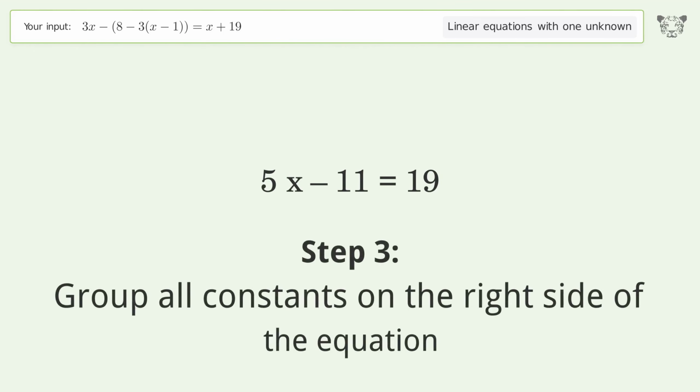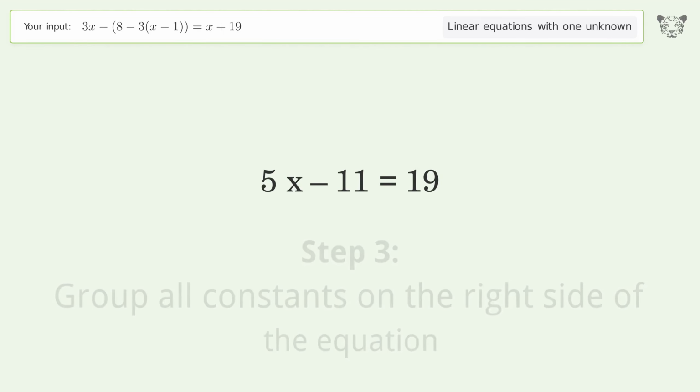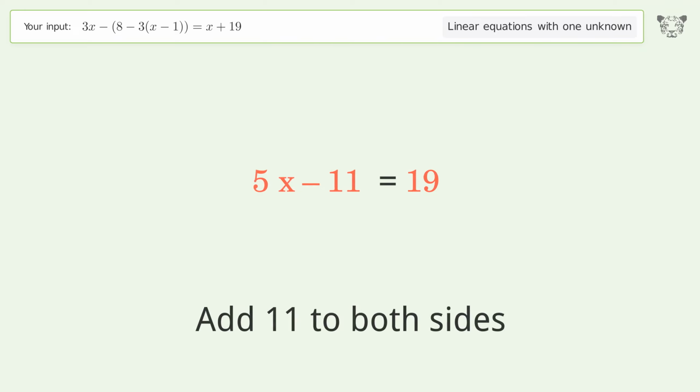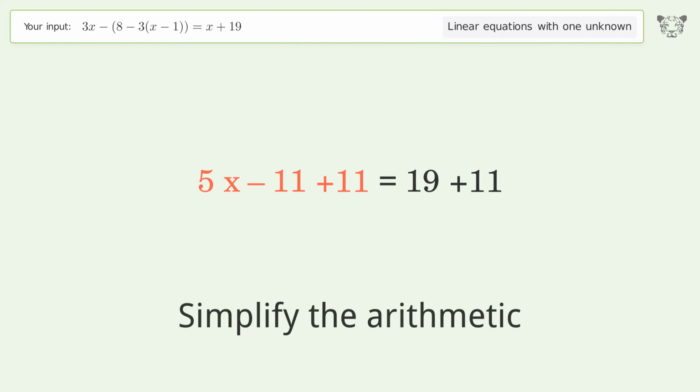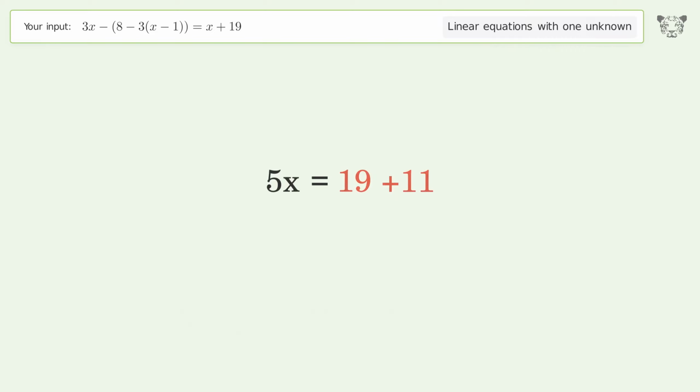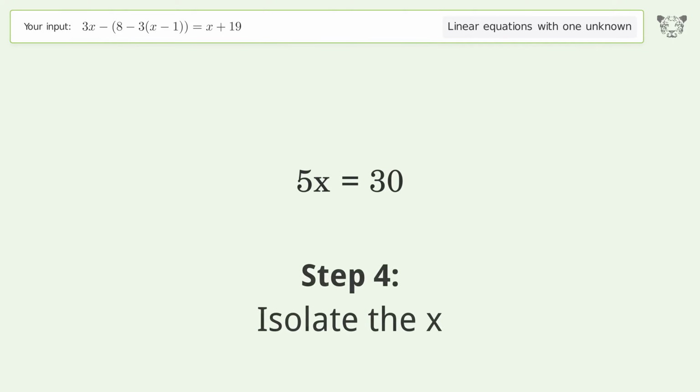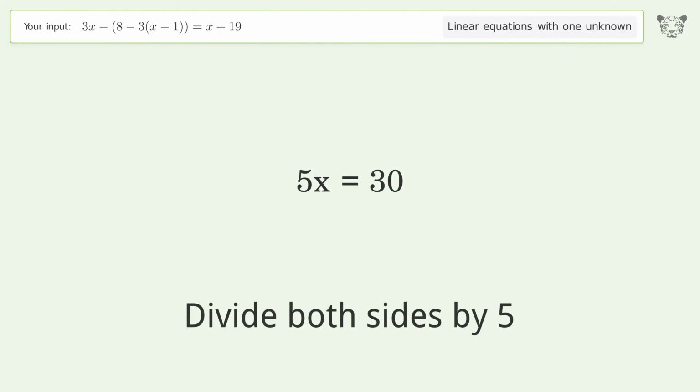Group all constants on the right side of the equation. Add 11 to both sides. Simplify the arithmetic. Isolate the x. Divide both sides by 5.